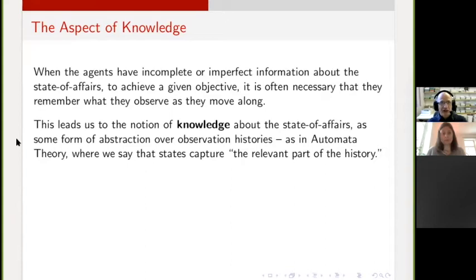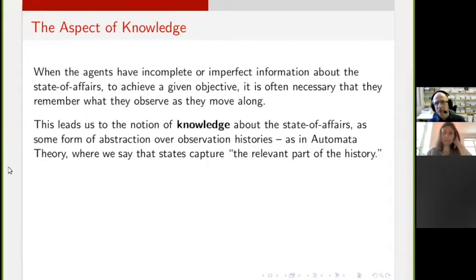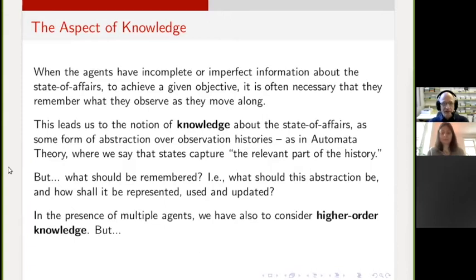This is similar to automata theory, where the notion of a state usually is called to capture the relevant part of the history. This is the term that you would find in the book by Hopcroft and Ullman on automata theory. But this is, of course, a very vague formulation. So what is the relevant part? What should agents remember? So this defines the abstraction. How shall this information be represented, structured, and used and updated? So these are questions that we are interested in addressing.